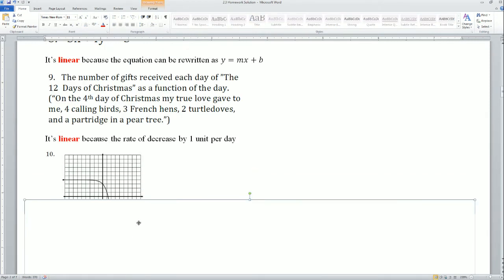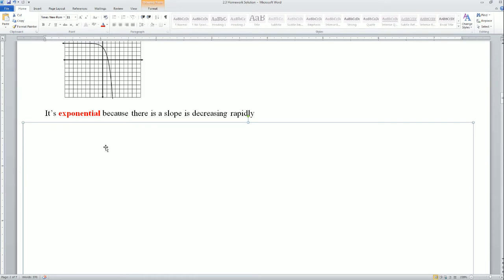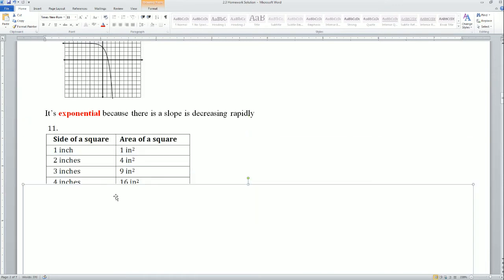Number 10, you have that graph, right? It's curving downwards. It's exponential because there is a slope that is decreasing rapidly. I wrote rapidly to show that it's not constant, right? It's exponentially decaying, right?